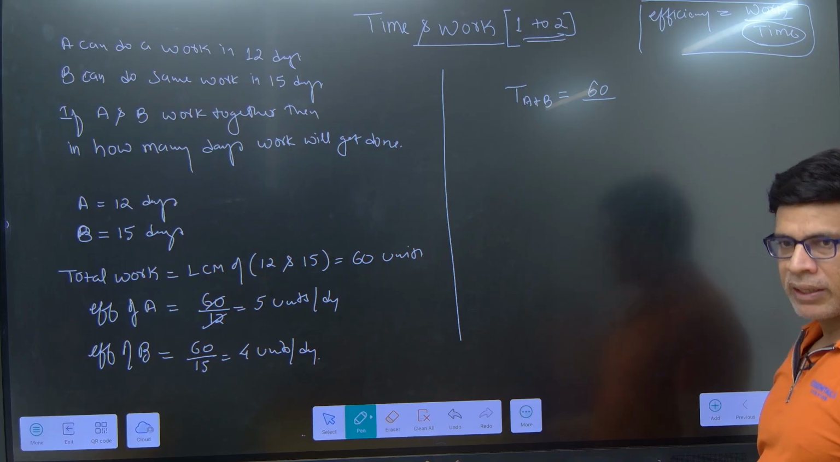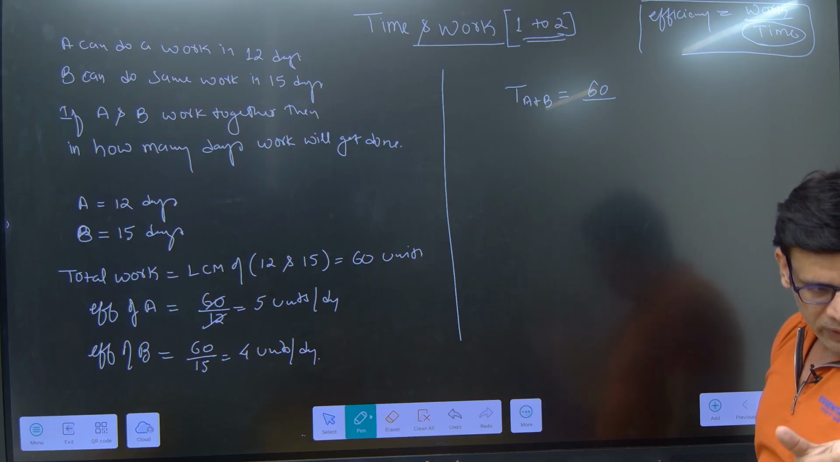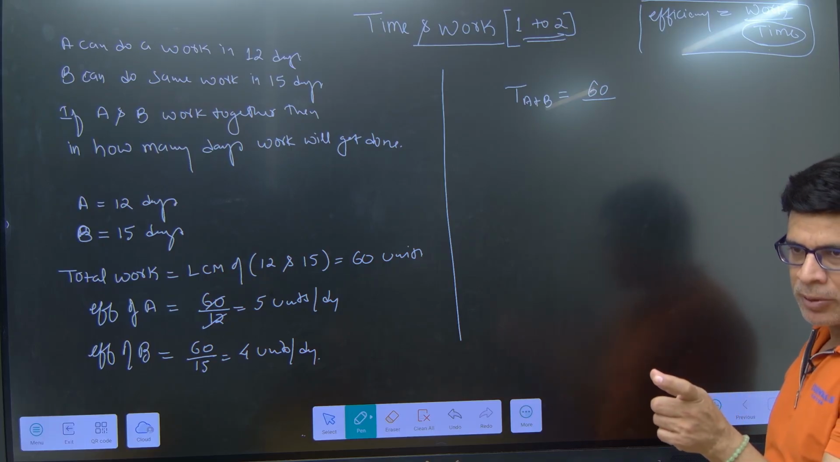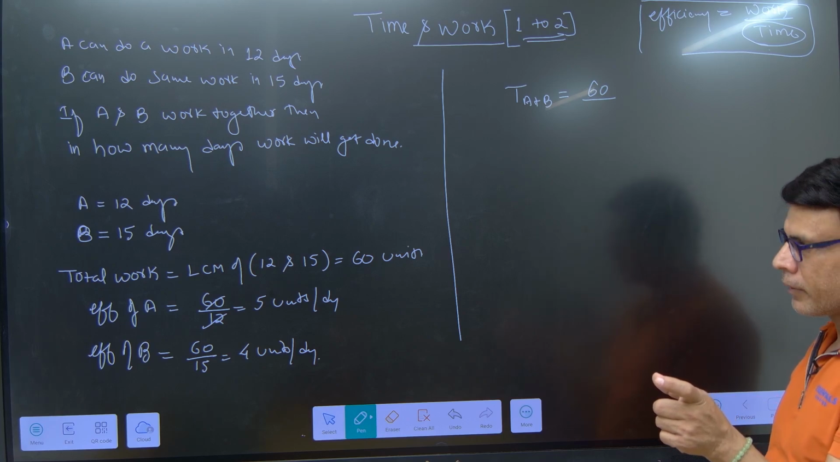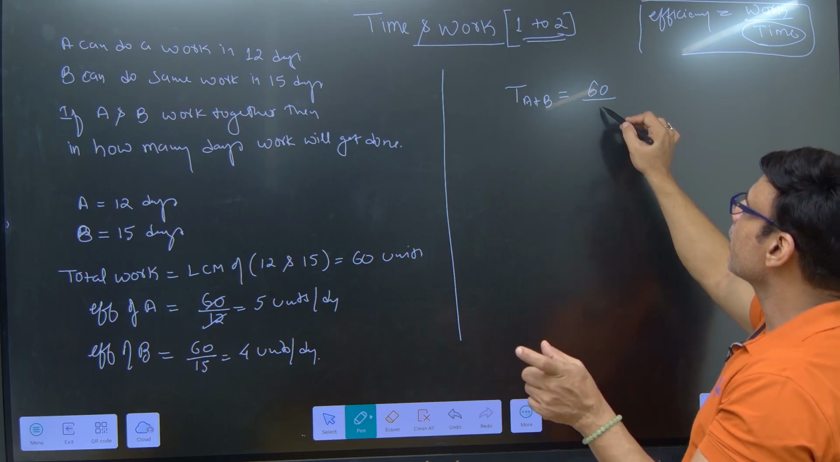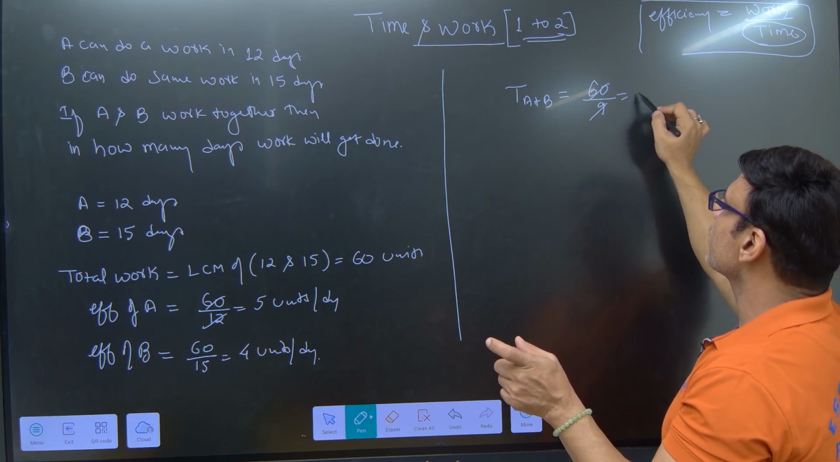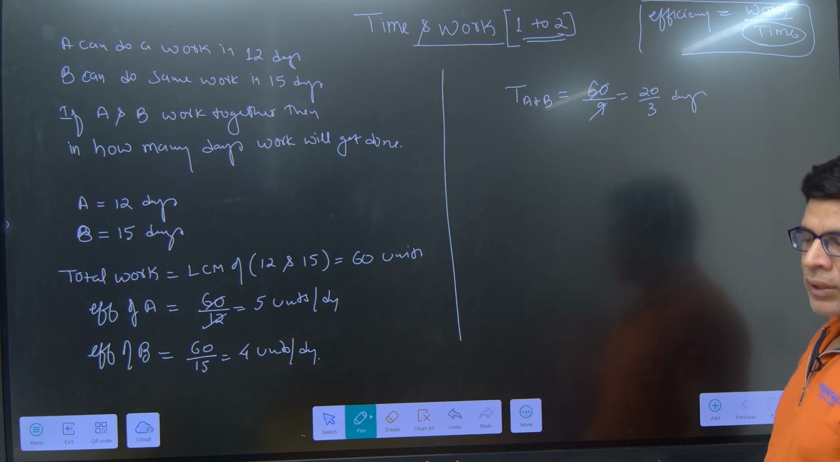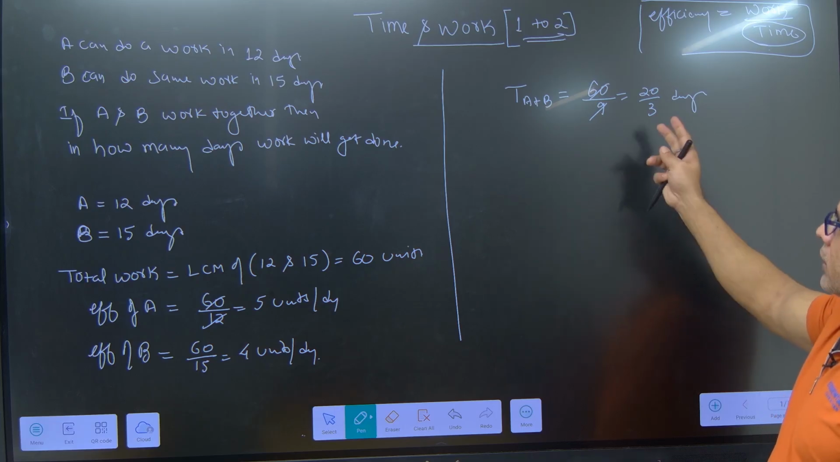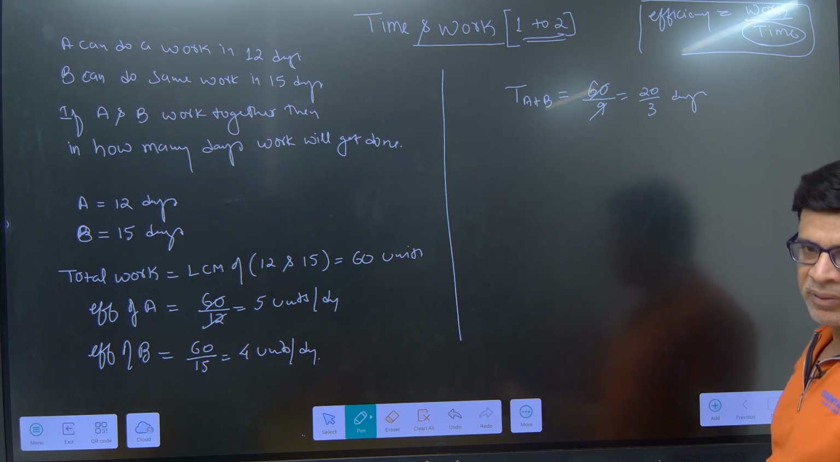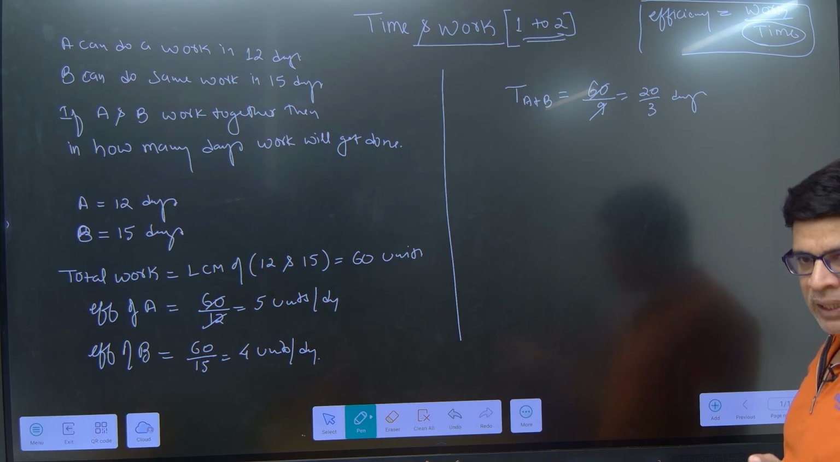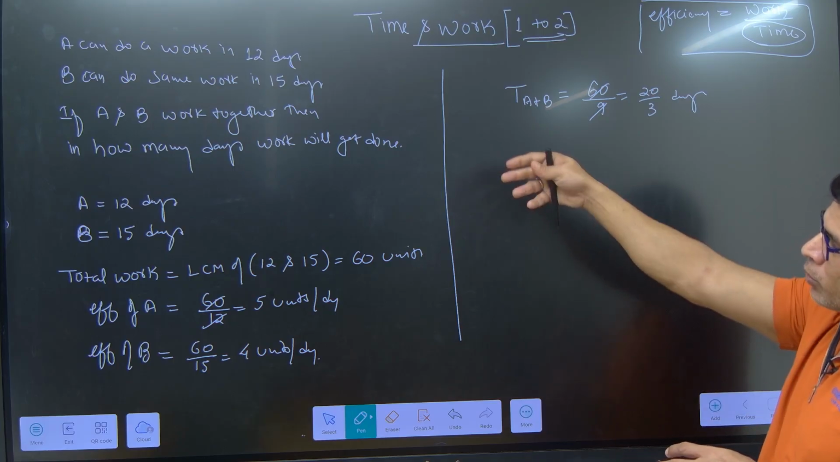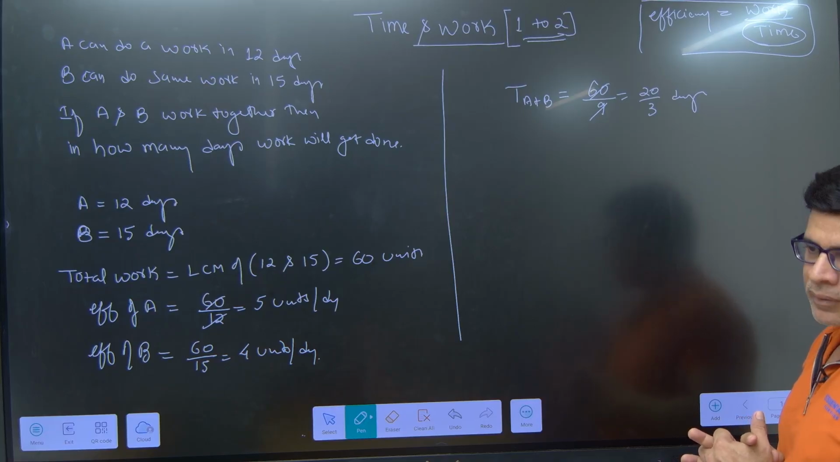And in denominator we have combined efficiency because together they are working. So what is efficiency of A plus B, 5 plus 4. And you cancel it. This will also give you 20 by 3 days, right? See, here what we are doing, we are just saving time. Saving time is we are writing in integers. In fractions you have to take the LCM, but here you don't need to take the LCM, the LCM you take at the beginning, right?